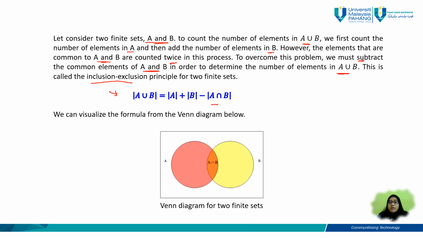This also can be visualized from the Venn diagram as shown in this picture. So this is set A and this is set B. Since A and B have common elements, it becomes A intersection with B. Okay, so how to get the value for A union B? We need to subtract the size of A intersection B.